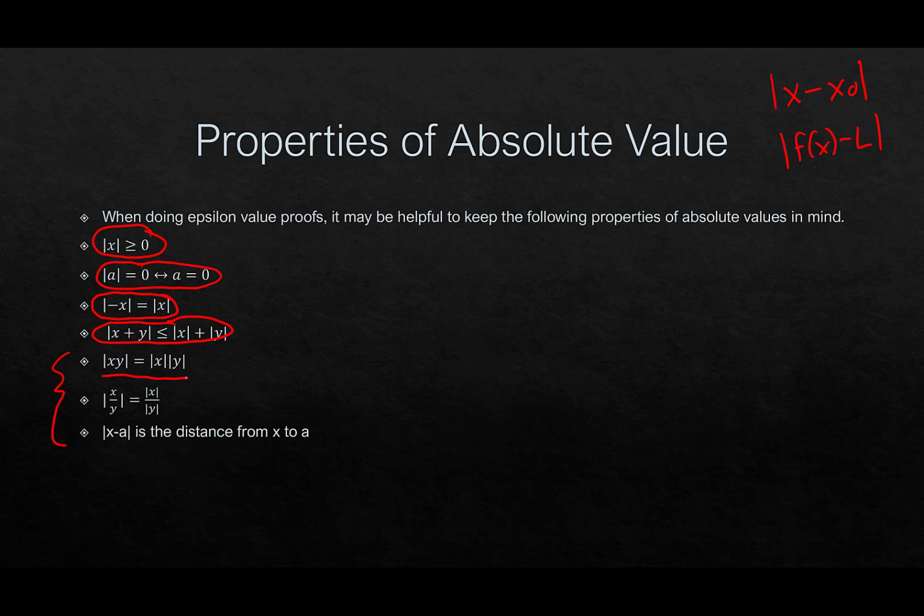Okay, so if you take the absolute value of a product of two numbers, then you can distribute the absolute value. And similarly, if you take the absolute value of the quotient of two numbers, you can sort of distribute the absolute value on the numerator and the denominator. And then lastly, like I've said a couple of times now, the absolute value of x minus a can be thought of as the distance from x to a. So just to show you a little picture, let's say this is x and this is a, then this distance here is the absolute value of x minus a.